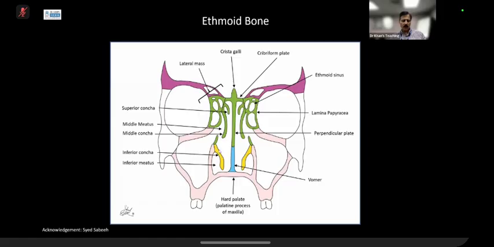Now, this thing here is a structure which I will come back to shortly. This is the uncinate process. We'll come back to this. Now, this airway here is our area of interest. This is the middle meatus. So this is the maxillary sinus. You can see the maxillary sinus is opening here into the middle meatus. So this is the schematic diagram of a paranasal sinus.